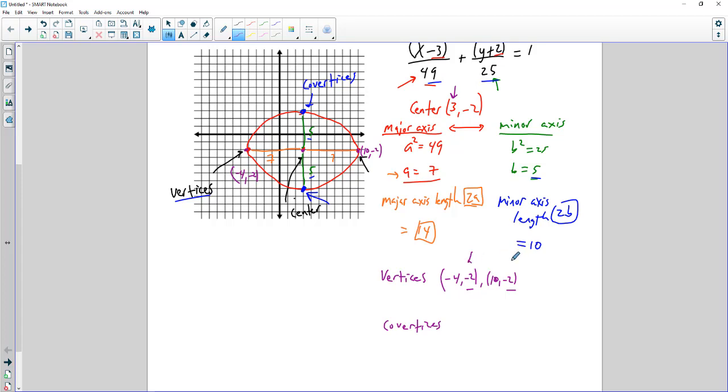It's going to be -2 still, and -2 for both. We're not going up and down, we're just going left and right. Not the same case for the vertices though. Here we are going up and down, so we're going to keep the x value of the center the same. It's going to be the same for both.